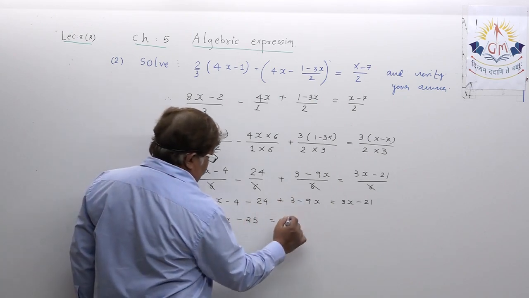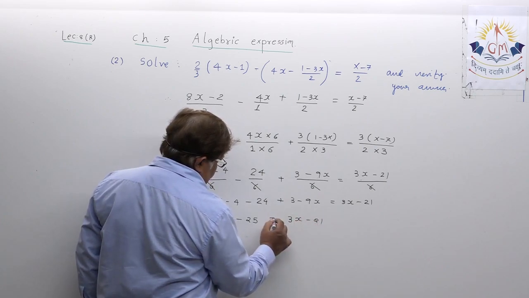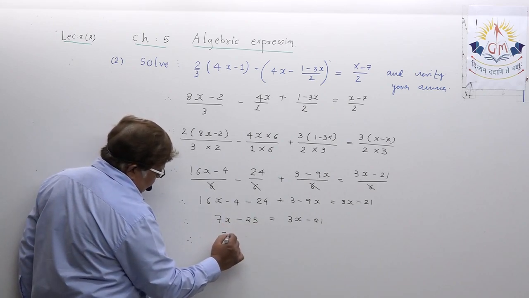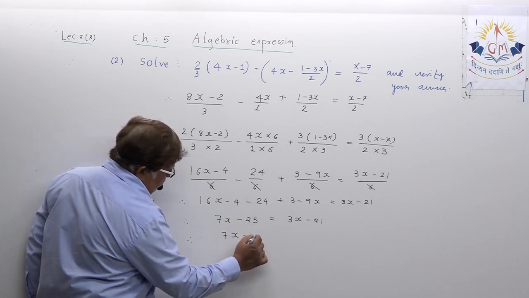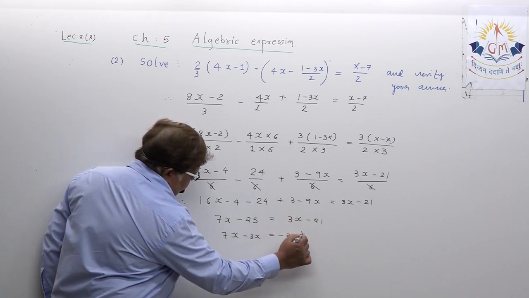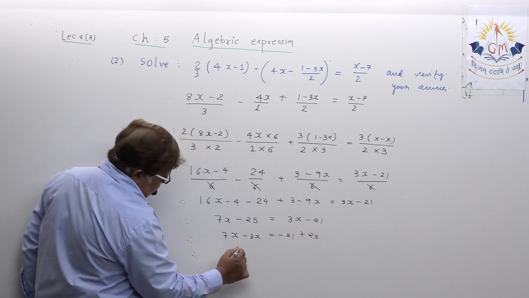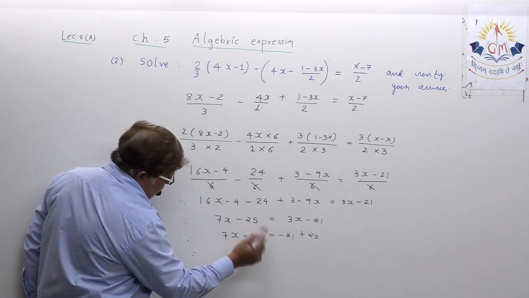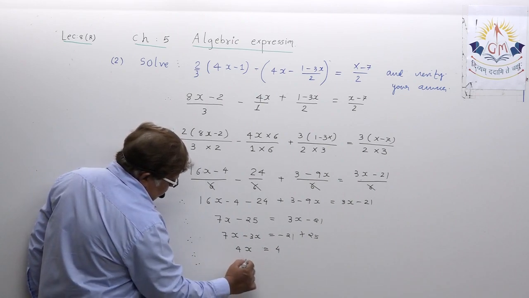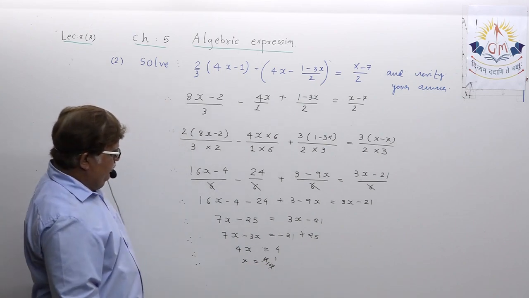is equal to 3x minus 21. Let us transfer: 7x minus 3x equals minus 21 plus 25. 4x, understood, equal to 4. X equal to 4 upon 4, that is 1.